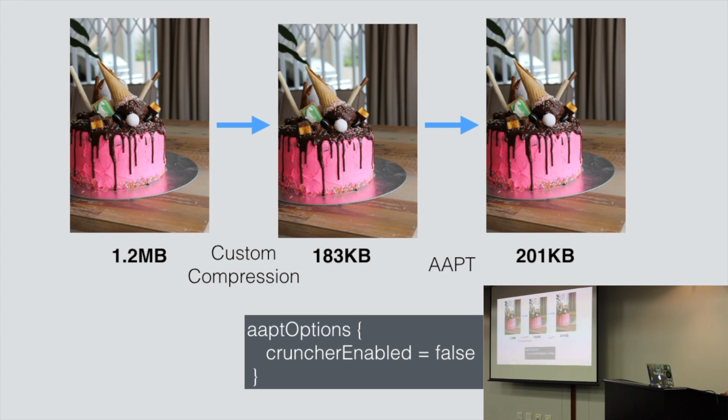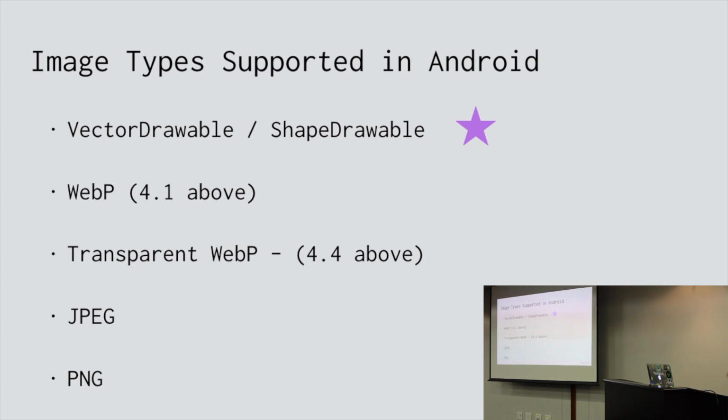Okay, so let's get on to the different image types that are supported in Android. The first type is a vector drawable or a shape drawable. This is your basic image outlines that you can draw, and actually it's a lot like an SVG. So you can import an SVG and transform it into a vector drawable. But there's a lot of stuff that isn't supported, such as gradients and stuff like that. So you can use vector drawables within your app, which are SVGs.